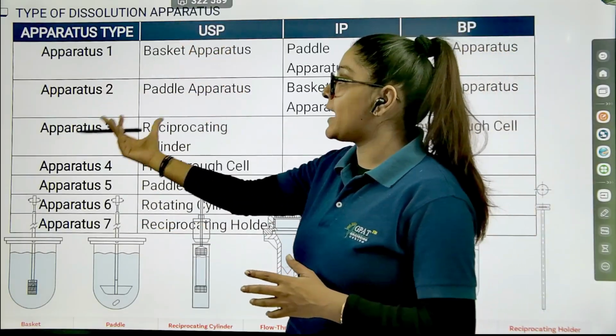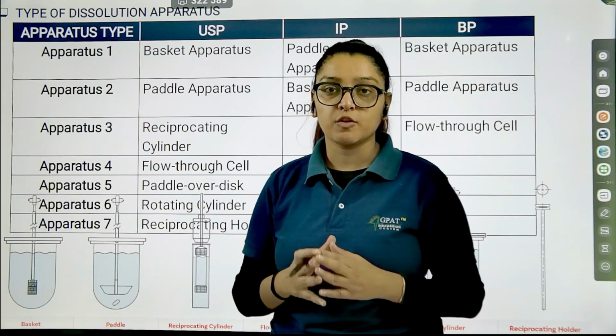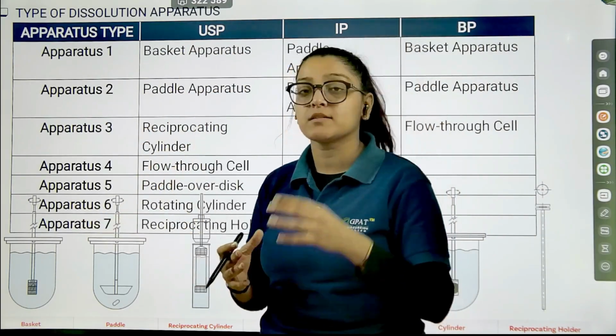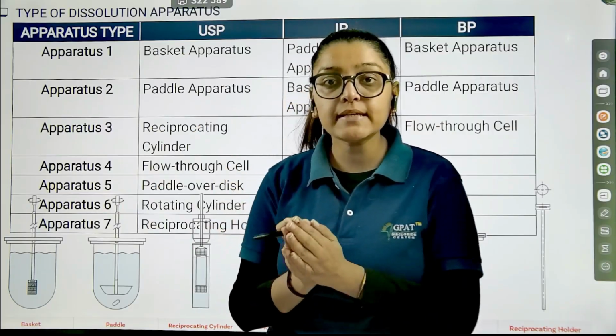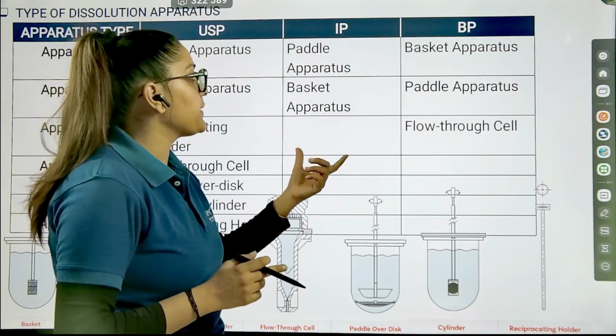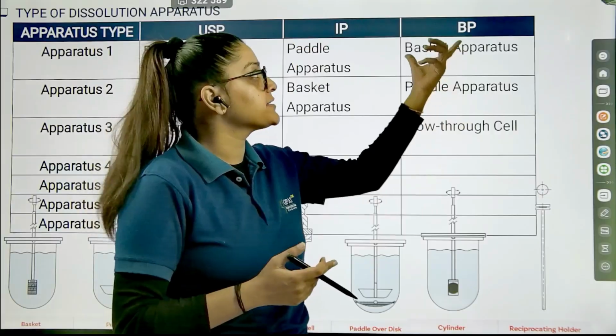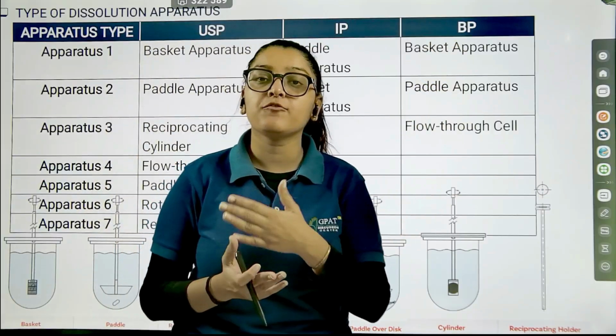So you may be asked, USP type 3 apparatus, which out of the following? USP type 5 apparatus, which out of the following? So you had better learn and memorize these. Based on IP as well, we have paddle and basket. Based on BP as well, we have basket, paddle, flow through cell.